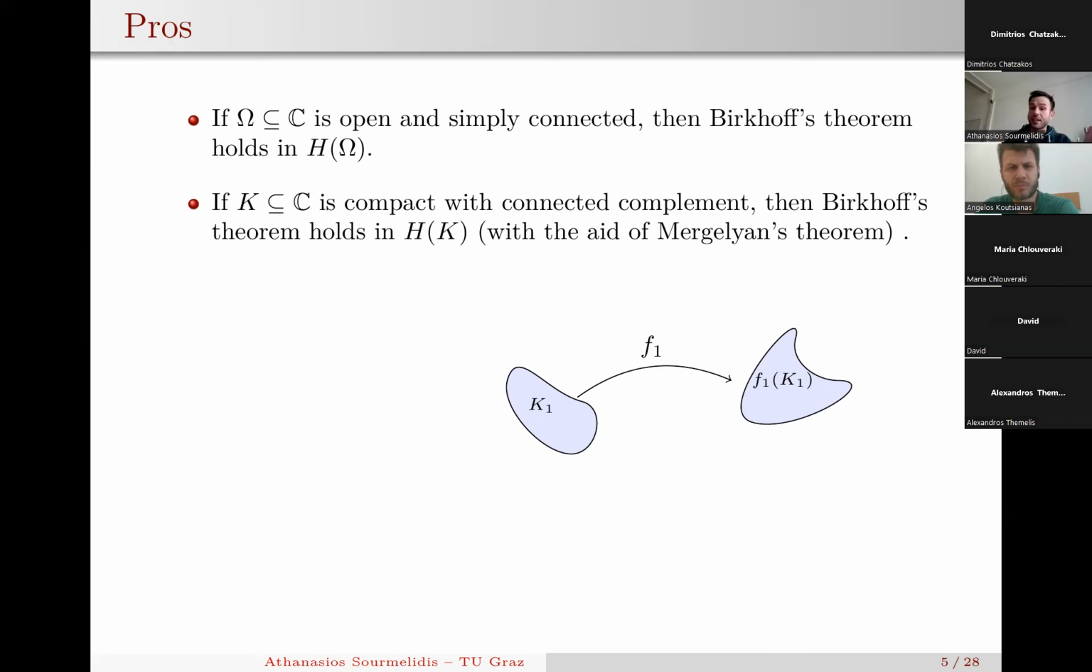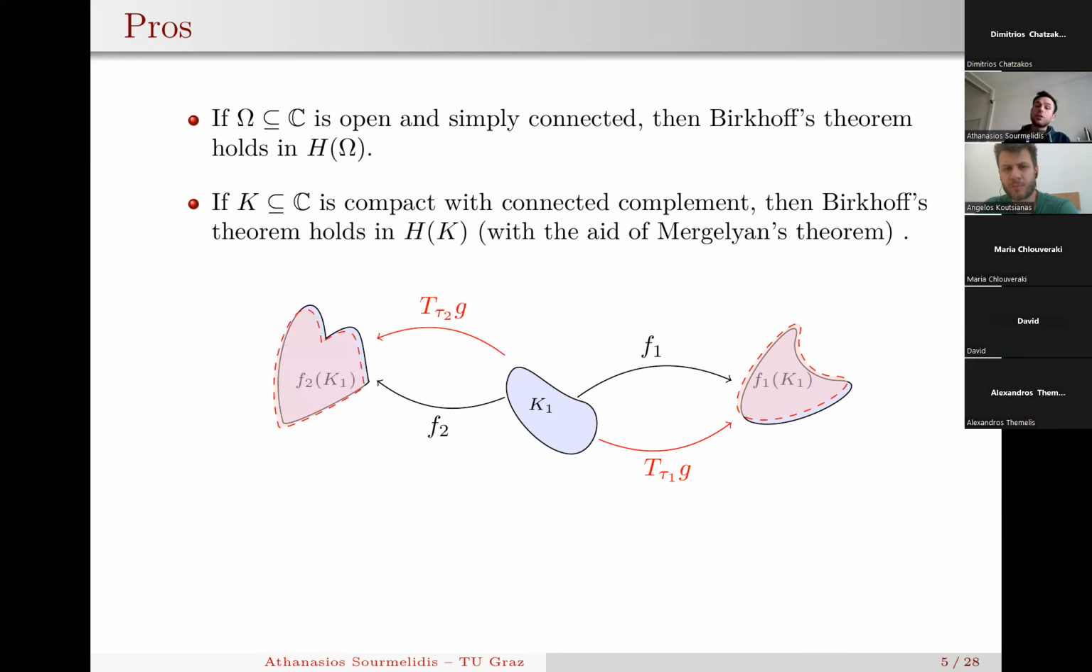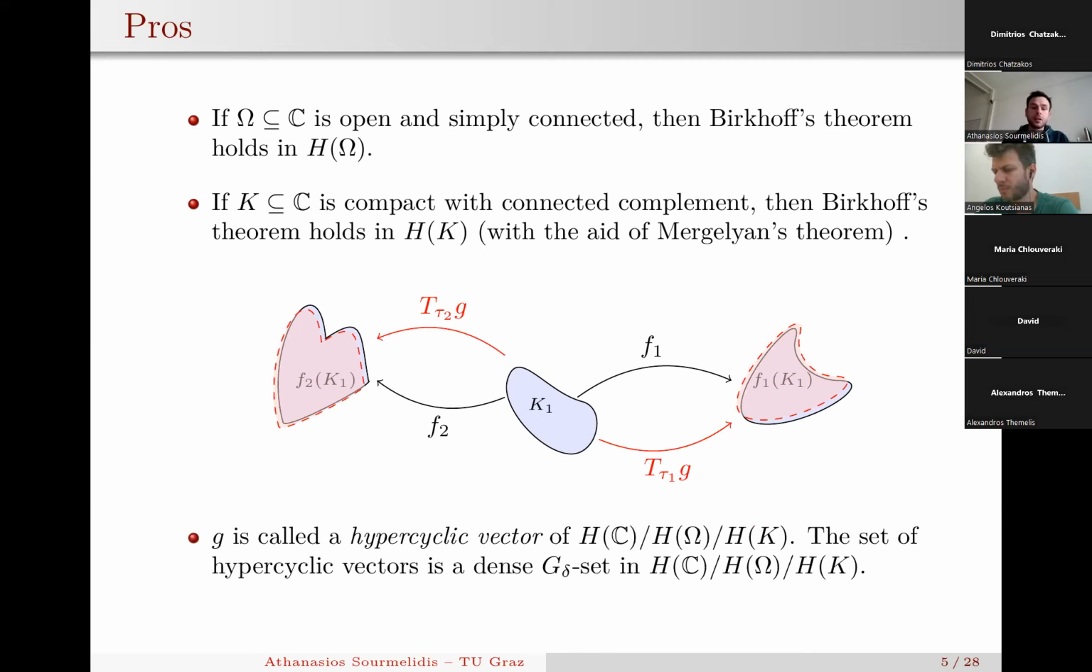So you have such a set K1, you have some function F1, and then there is a shift of your function G, which is close to this F1. Then you take another function, let's say F2, from the same set K1, and then you can find a shift of the same function, a different shift now, which is close to F2. So you can really keep one function and then its orbit can be close to anything you want, basically.